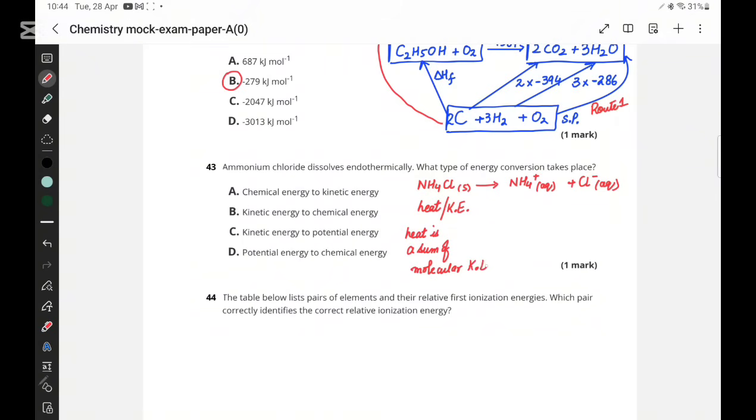When they are dissolved, they develop a force of attraction with water, and that changes into chemical energy. So basically kinetic energy is changing into chemical energy. So option B is correct.